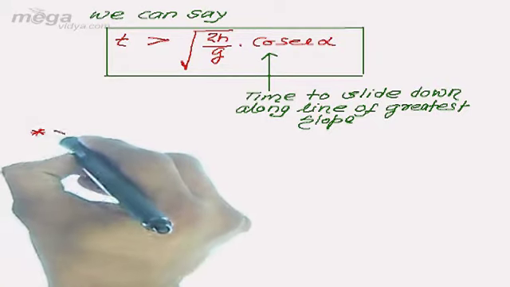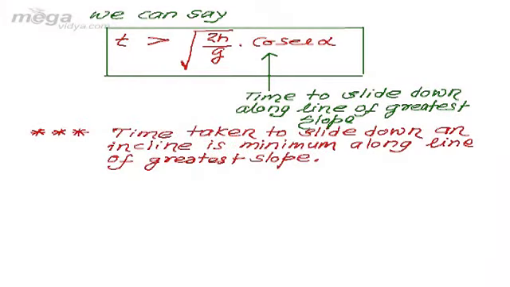So in words we can conclude that the time taken to slide down an incline is minimum along the line of greatest slope. That's why the line of greatest slope is sometimes referred to as the line of quickest descent.